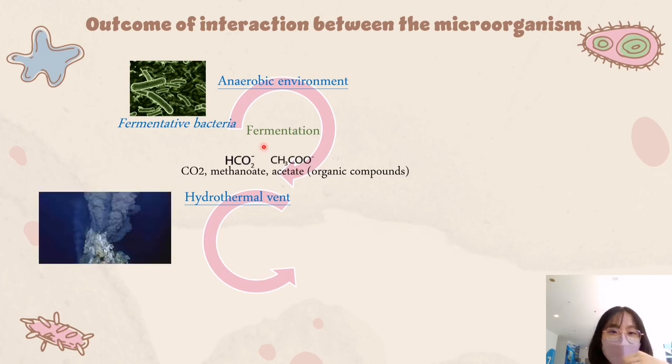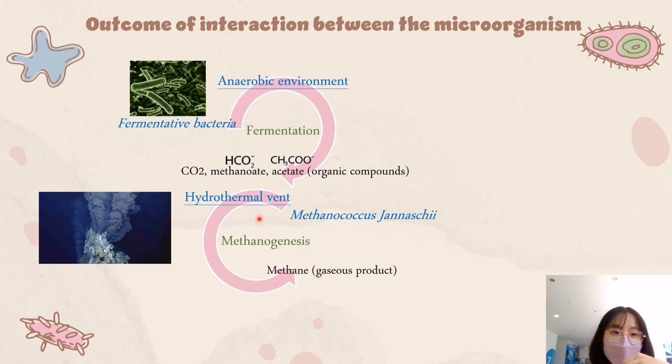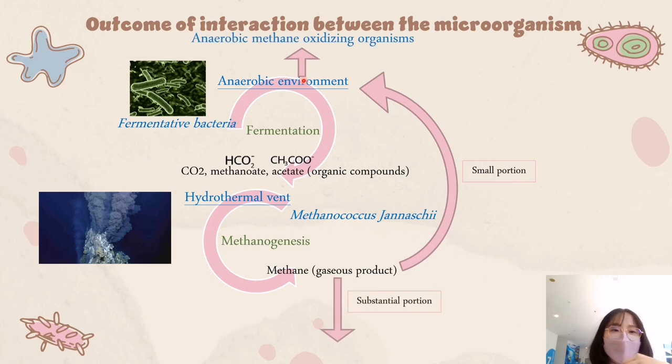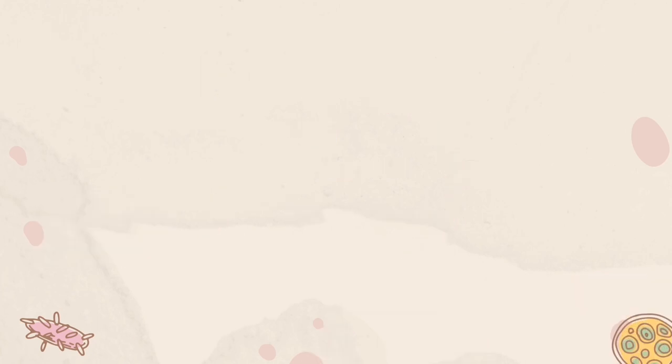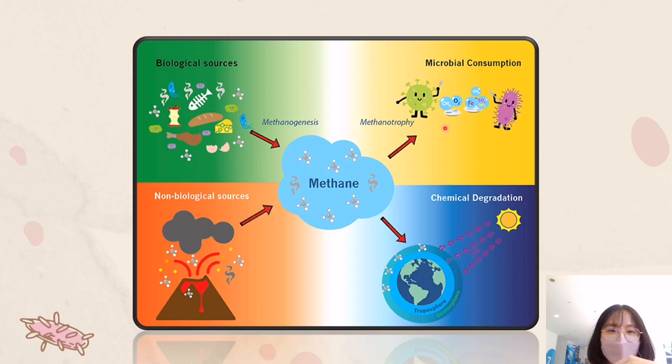As Jensen mentioned just now, after methanogenesis, the final product will be methane gas, which is both good and bad for nature. On the bright side, a small portion of methane is used by anaerobic methane oxidizing organisms. However, on the dark side, a big portion of methane gas escapes into the atmosphere as a very potent greenhouse gas. As you can see in this picture, as a summary of what I said just now, the process of methanogenesis is undergone by biological sources like microbes from the soil, and Methanococcus from the hydrothermal vent will produce methane gas. Some of the methane gas will help in microbial consumption, and some of it will escape to the atmosphere as a chemical degradation. That's all from me.